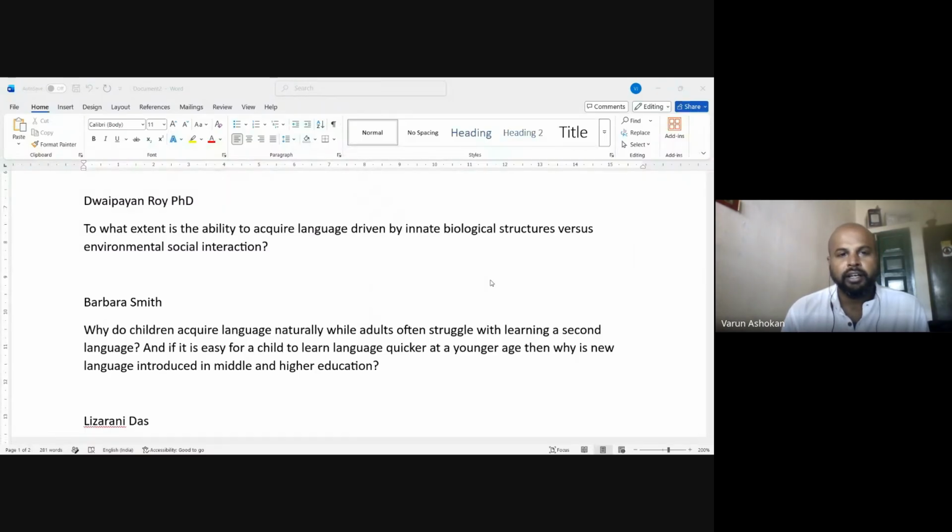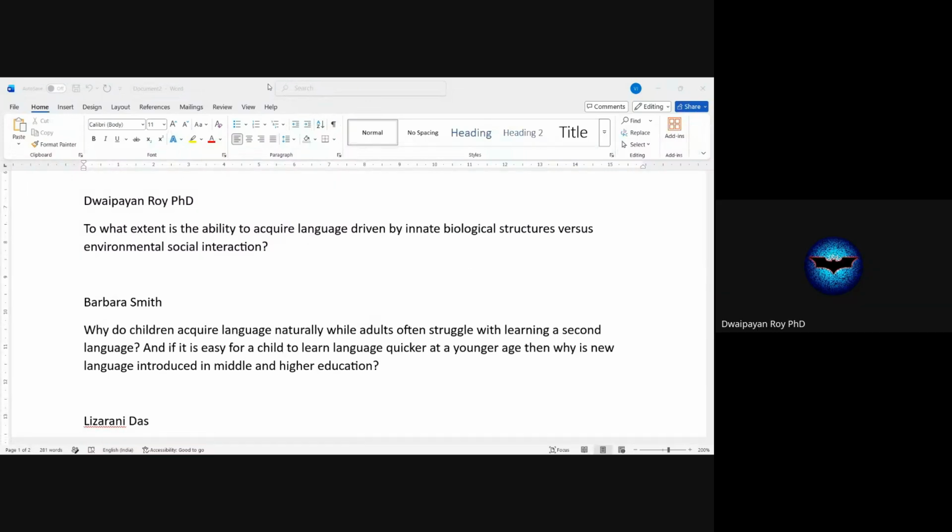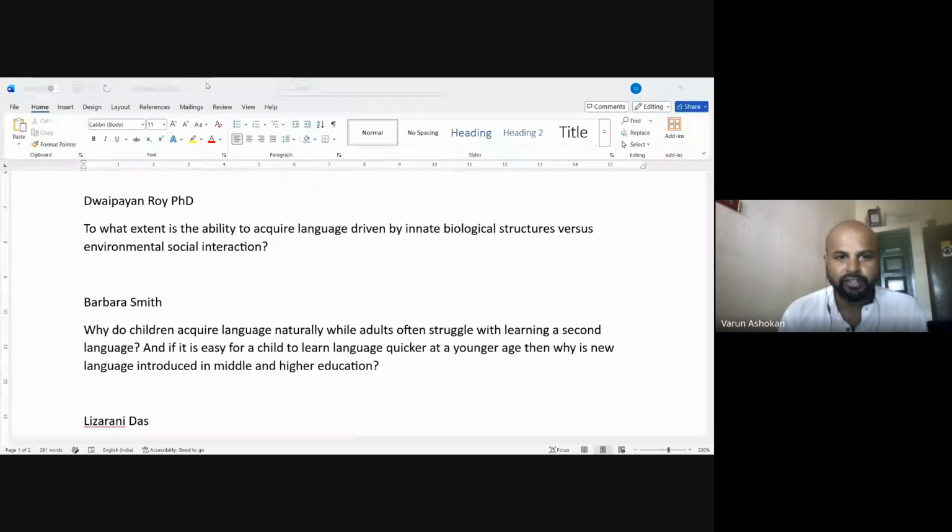Okay. I'm trying to understand the question. Innate biological structure means naturally acquiring the language within the home environment, yes. So naturally at home, and it has a limited version, but social.